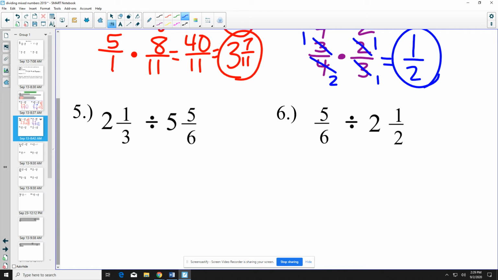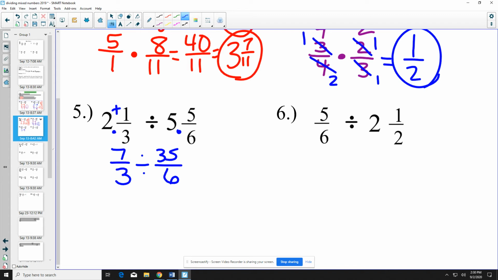Okay, first step, make them improper. Do this with me. 2 times 3 is 6, plus 1 is 7. All right, divided by, now we've got to make 5 5/6 improper. 5 times 6 is 30, plus 5 would be 35 over 6.